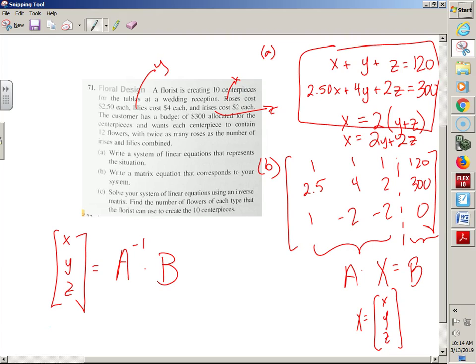Nice. So you would throw in your A matrix, 1, 1, 1, 2.5, 4, 2, 1, -2, -2. That would be my A. You would throw in your B to be 120, 300, and 0. And then in your home screen, you would do A with the little -1 from the button underneath math times B, and you should be able to solve for your final solutions.